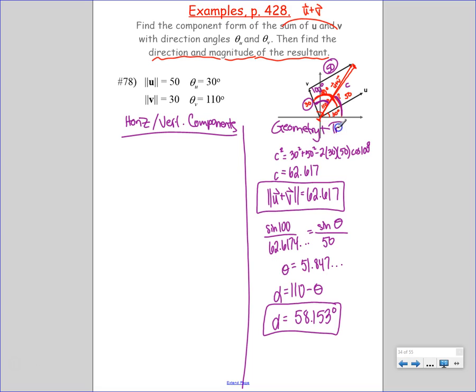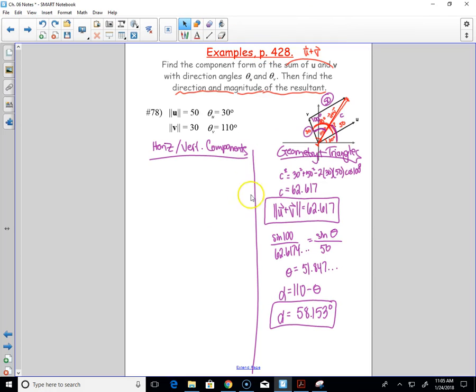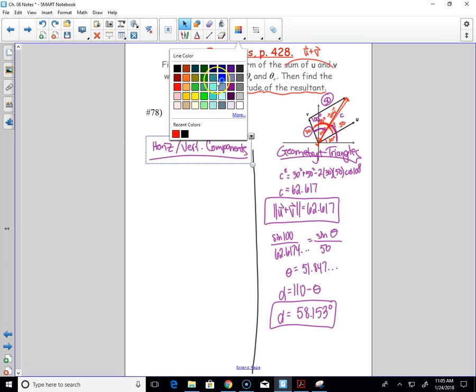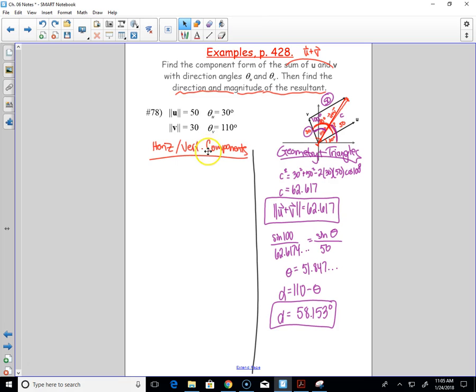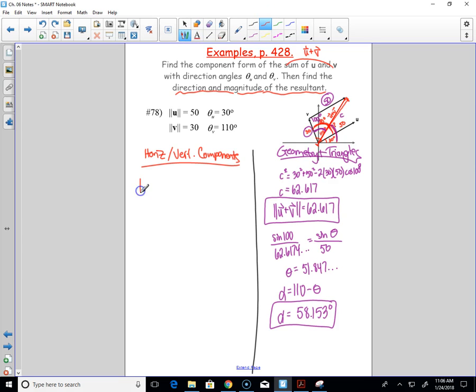Here's the two different ways. Geometry and triangles, which a physics teacher would definitely show how to do, is what you guys just saw. It's time for horizontal and vertical components. Look at your formulas. If I have magnitude and direction, question, how can I change it into components? How can I put vector u?